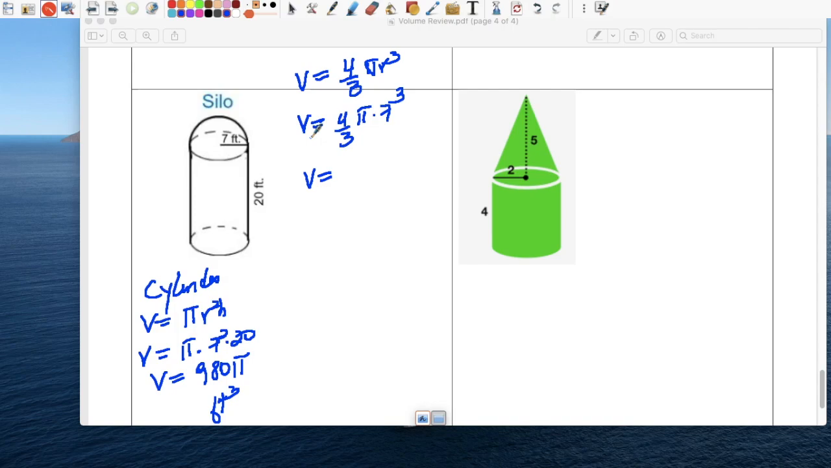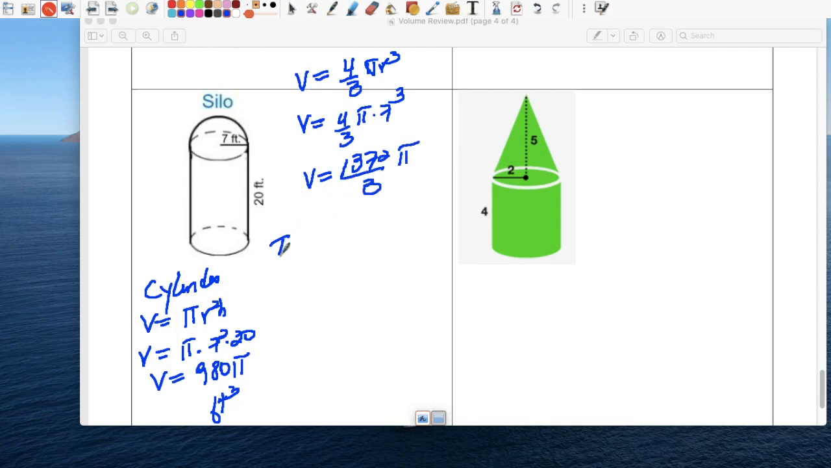I'm actually going to leave that in fraction format. So 7 raised to the 3rd power times 4, we get 1,372 over 3 pi. Let's just leave it like that.